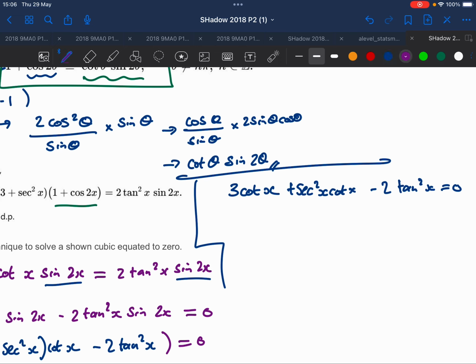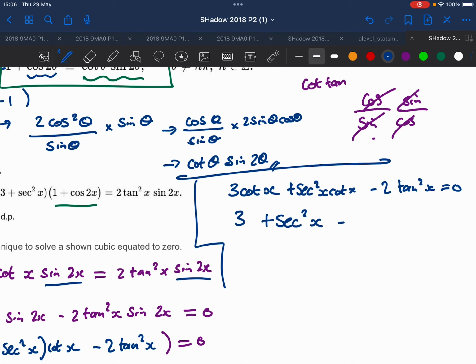Now let's just think about cot for a second. So cot is cos over sine, isn't it? If I multiplied this by tan, so if I did cot times tan, what would that mean? Well, there's cot, and tan is this, isn't it? So can you see that when you multiply both sides by tan x here, this would turn into the following: 3 plus sec squared x minus 2 tan cubed x.